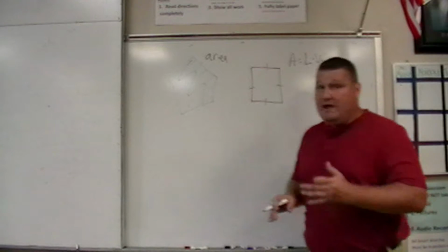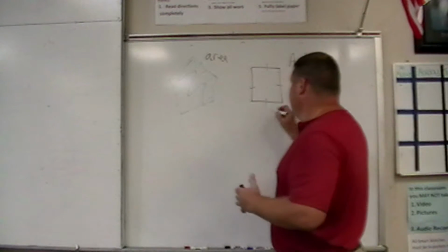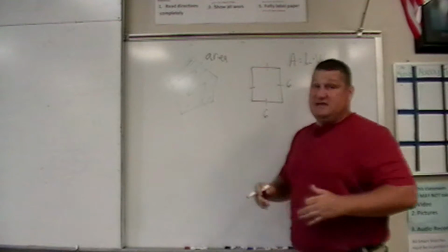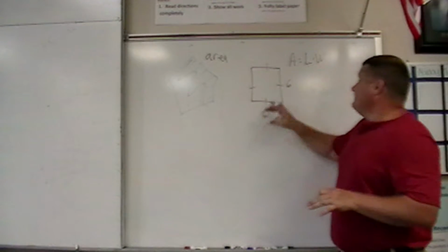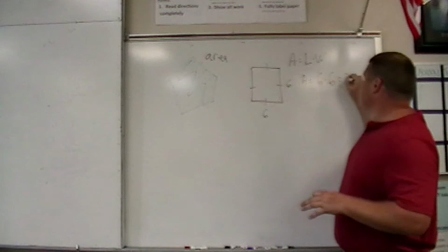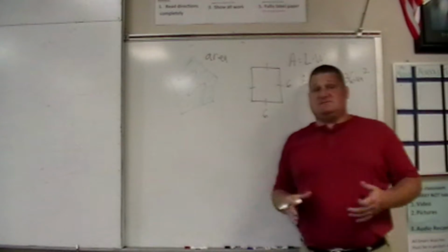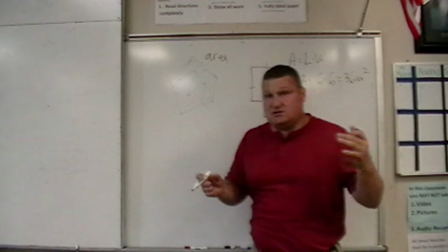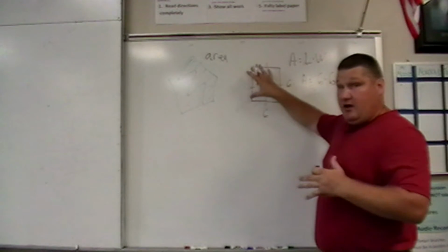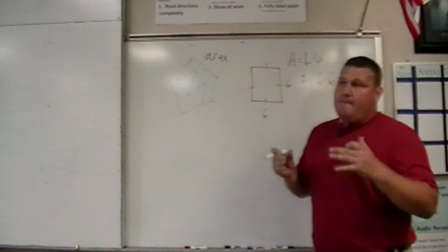Now, the nice thing about a square is that a square has the same length as it does width. So if I have 6 here, then I'm guaranteed to have 6 here. So from there, we're going to take area equals 6 times 6. 36 units squared. Now we say units because it could be feet, could be inches, could be miles, could be whatever.